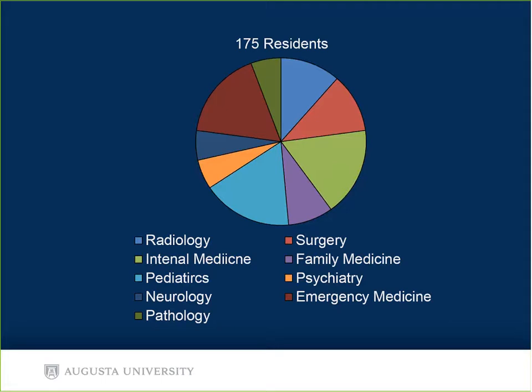Let's say you had a residency program in a hospital, and you wanted to understand how big your residency was compared to the other residencies in the program. So you could look at the total number of residents, which in this sample data is 175 residents, and you could look at the distribution of residents amongst several different disciplines within the center. And this is a pie chart.